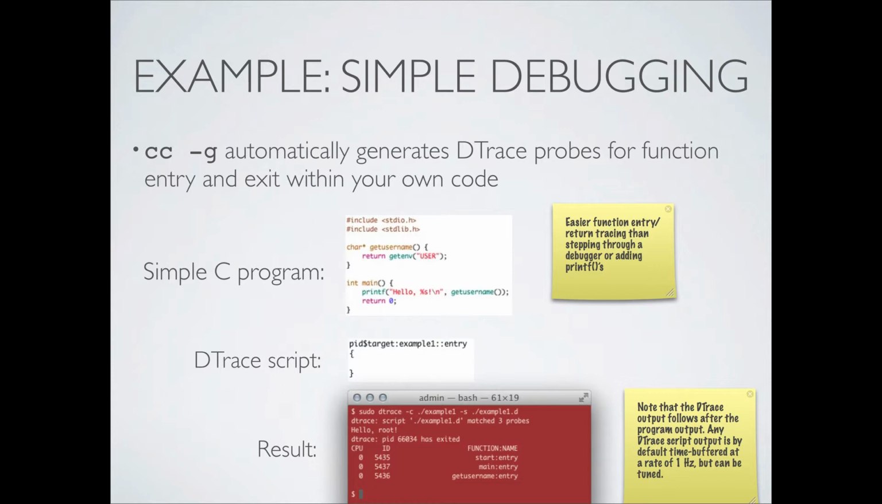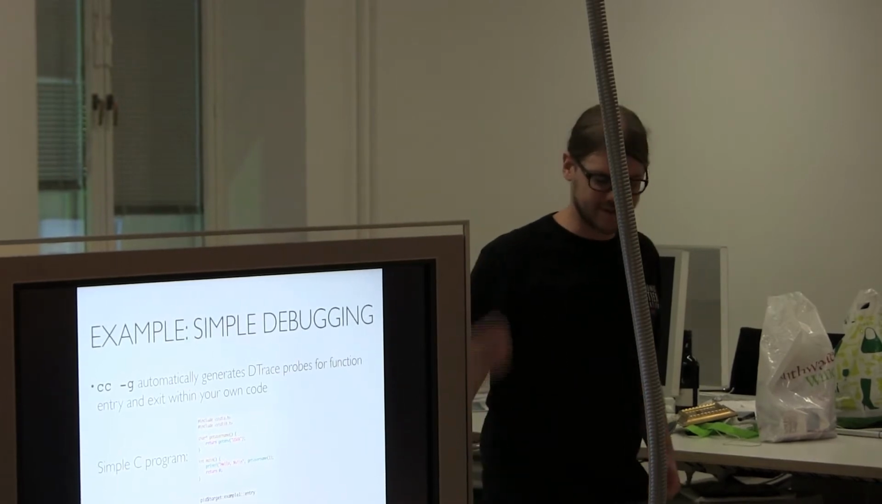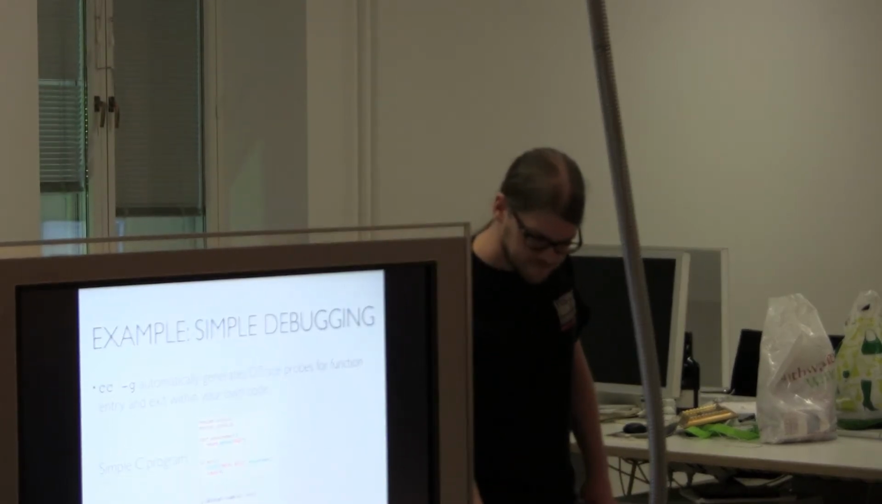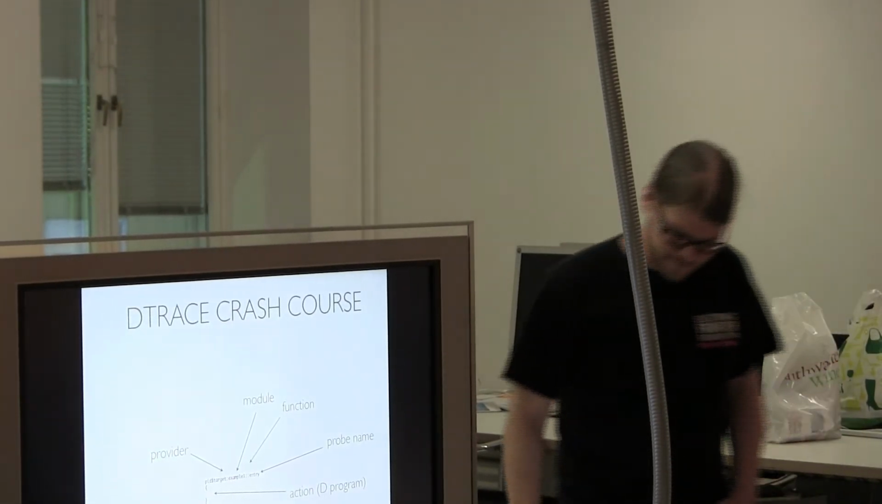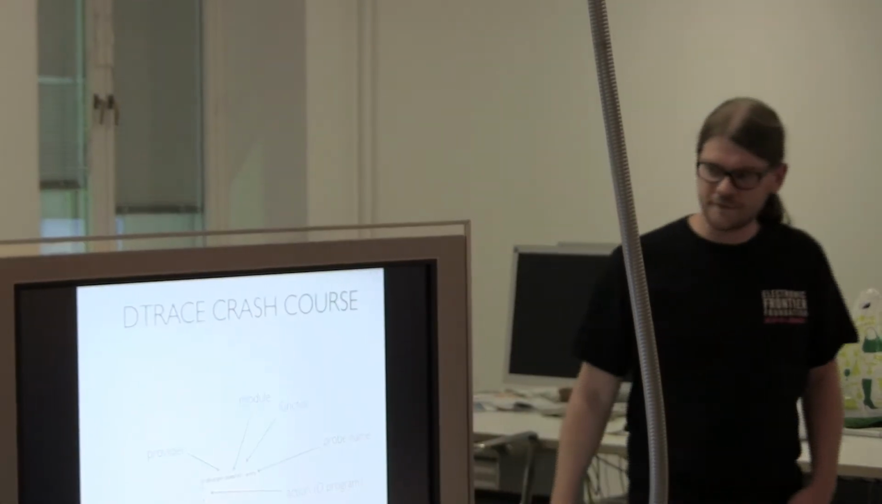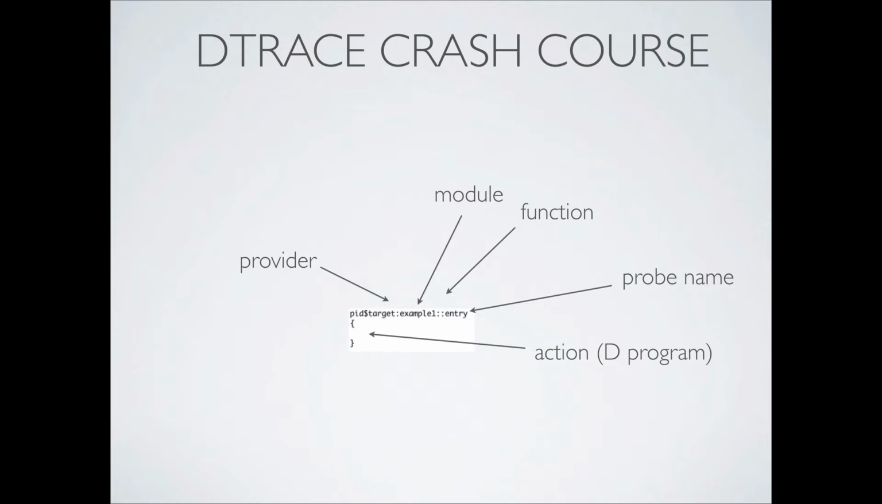What we can see, it's maybe hard to see, is the start probe, which is the application start, the main function entry, and the getusername entry. So that's basically all the function calls that happen inside this process. The actual dtrace script looked like this. It's made out of, what is it, 5 parts in the descriptor. This is what describes the actual probe. It has a provider, module, function and a probe name, and this is the actual D program. You'll see that it's empty now, but it's still printed output.